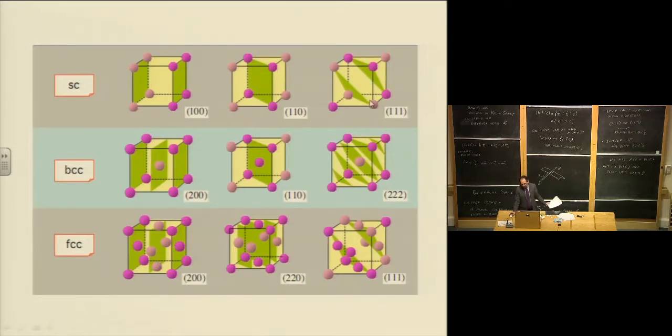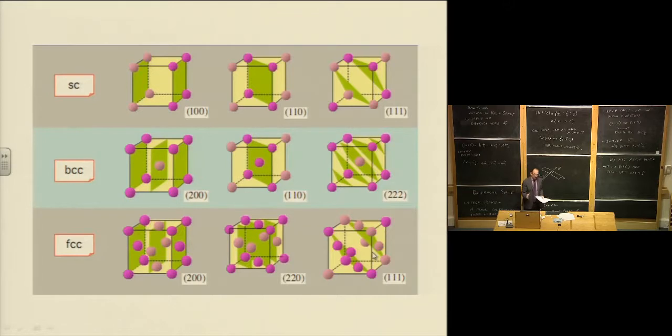Similarly, well, we can look at 1, 1, 1 here. So 1, 1, 1 is a perfectly good family of lattice planes for simple cubic. It would not be a family of lattice planes for BCC because it would miss the point in the center of the unit cell, but actually it is a family of lattice planes for FCC because it just happens to catch all of those points in the center of the faces.